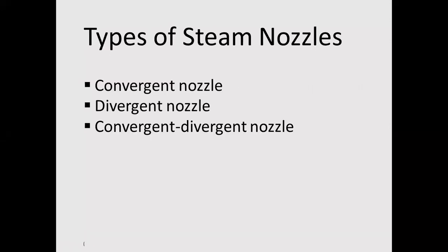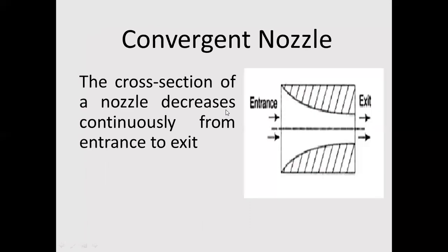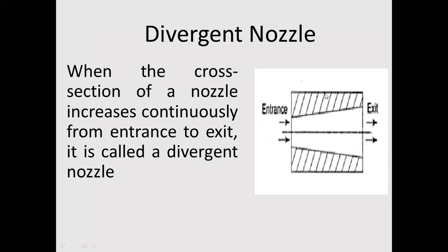There are three main types of steam nozzles. Number one is convergent nozzle, number two is divergent nozzle, and number three is convergent divergent nozzle. In convergent nozzle, as you can see, from entrance to exit, the cross section gets reduced. In divergent nozzle, from entrance to exit, the cross section is increased.